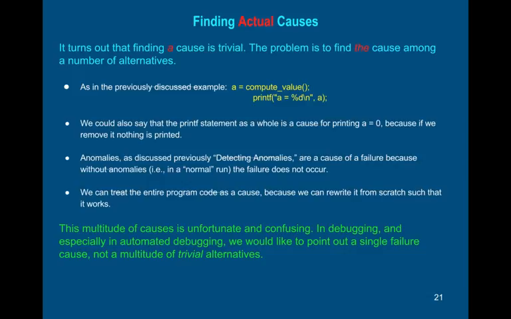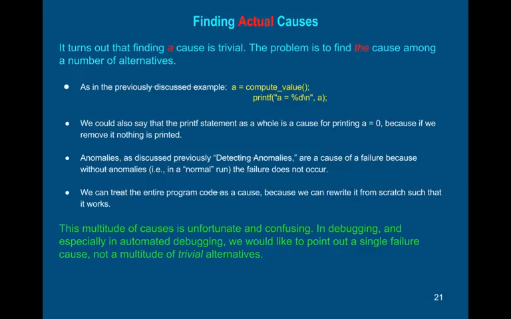So what does that mean? To further explain that, we're going to use the previously explained example, which is a computed value assigned to a variable called a and then printing the value of a. We could also say that the printf statement as a whole is a cause for printing a equals 0, because if we remove it, nothing is printed. And we could also say that anomalies, as discussed previously, are the cause of failure, because without anomalies, the failure does not occur.